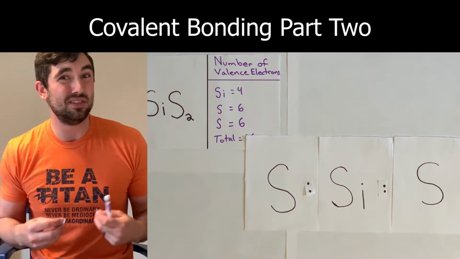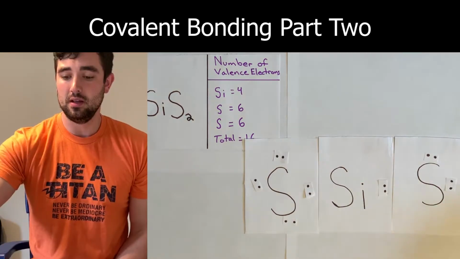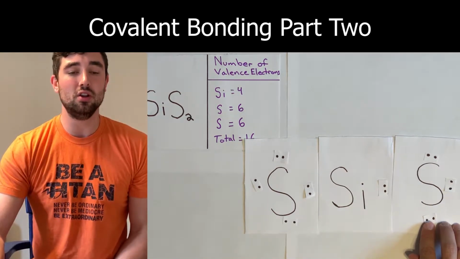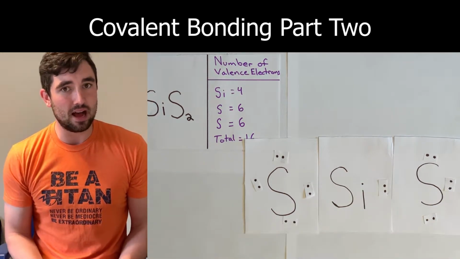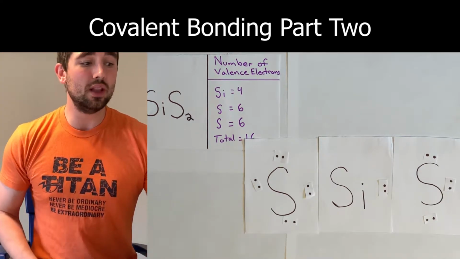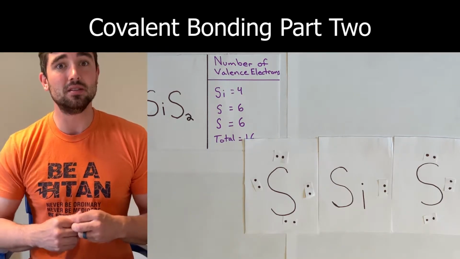So now step 4 is distribute the remaining electrons to everything else that needs an octet. 15, and 16. So now I've used all of my electrons. Now we're at step 5. I don't get to create more electrons. I don't get new electrons. I only have the 16 that I was given with SiS2.